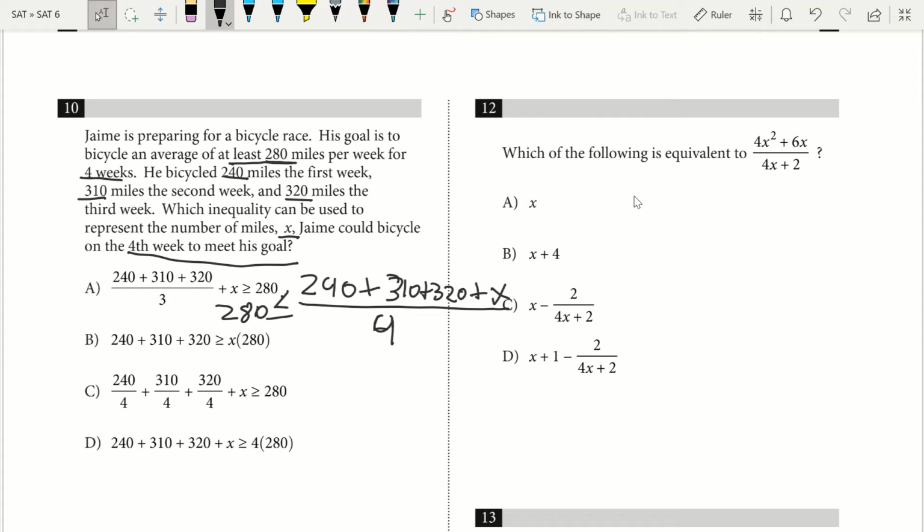So we look at equation A, and it's not even close. It has x alone, and it doesn't have it divided by it to get the average. So we can eliminate A. We see B. B has x on the wrong side, so we can get rid of that. C, it doesn't divide x by 4, so we can get rid of that.